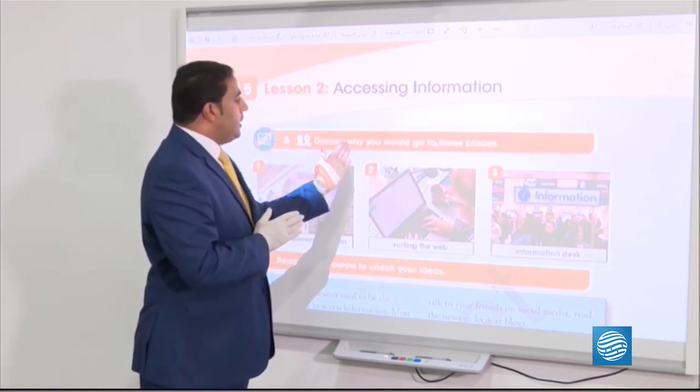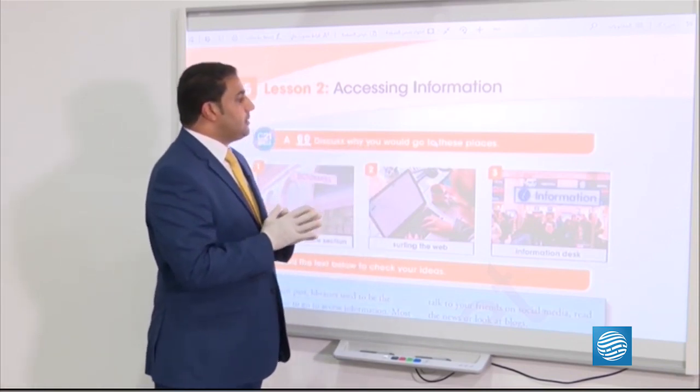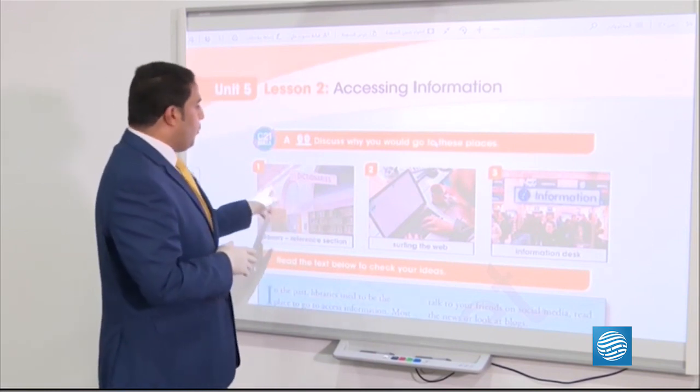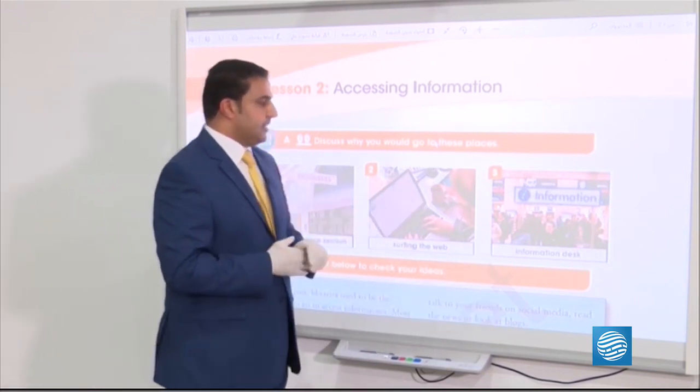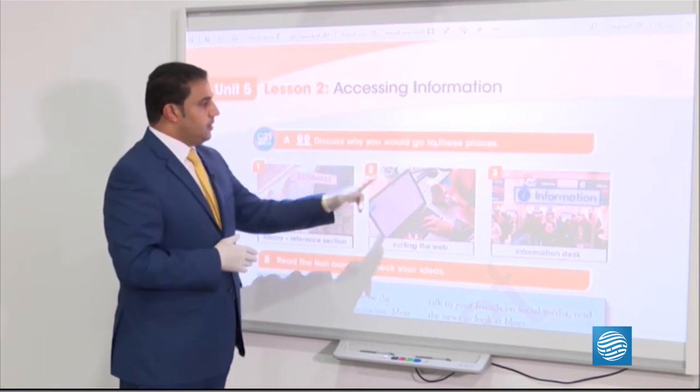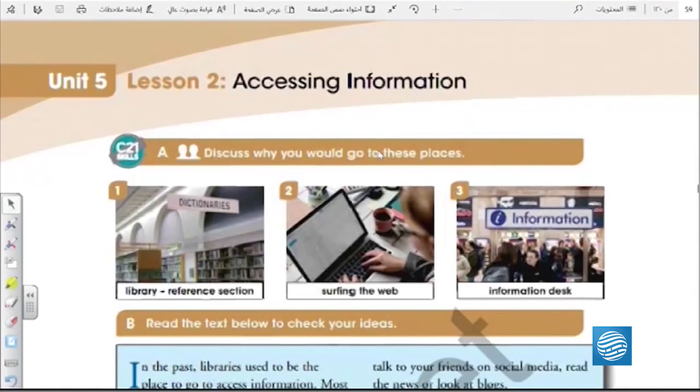Discuss why you would go to these places. Here we have 1, 2, 3 places. So discuss why you would go to these places. Why you go to the library, why you surf the websites, and why you go to the information desk. First, before we know why, we should know the meaning of these pictures.